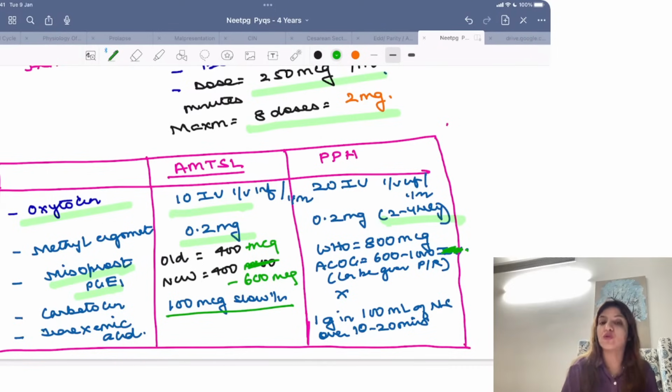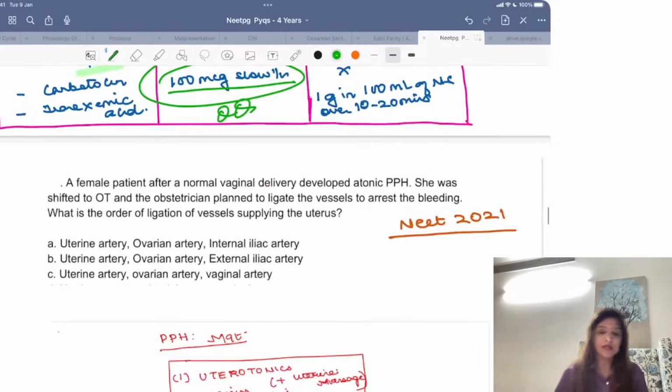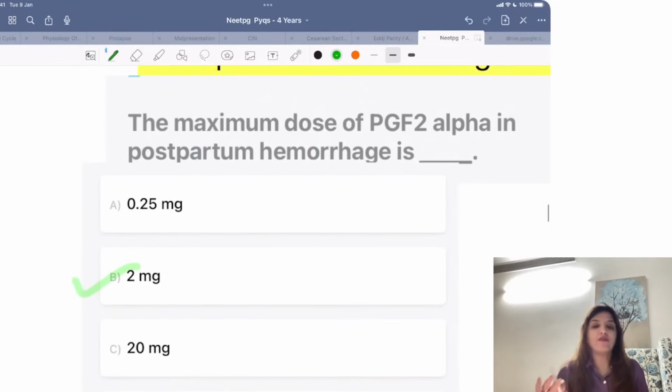Tranexa is also recommended by WHO for treating PPH and its dose is 1 gram in 100 ml of normal saline, which is given over 10 to 20 minutes. So 1 gram in 100 ml of normal saline. The carbetocin dose has also been asked many times along with misoprostol dose and carboprost dose, right? So all these dosages are very, very important.